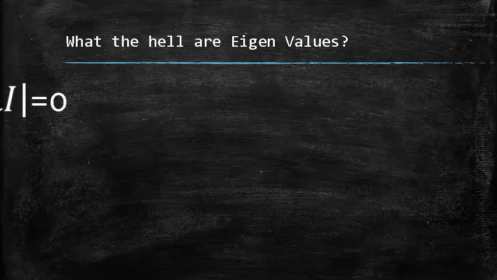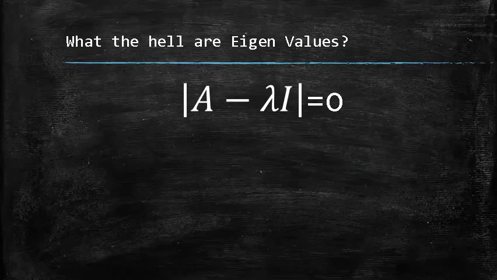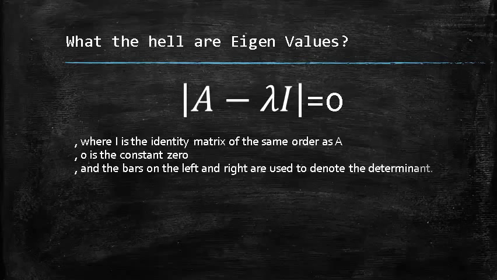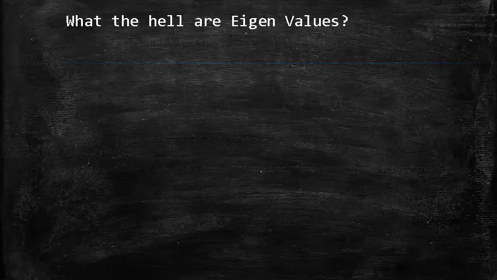Now this definition leads us to another definition that is very useful in calculating the value of lambda associated with our square matrix. Now what is that? It is that the determinant of A minus lambda I has to be 0. Here I is the identity matrix of the same order as A. 0 is the constant 0. It is not a zero vector, but it is a constant, number 0, and the bars on the left and right are used to denote the determinant.